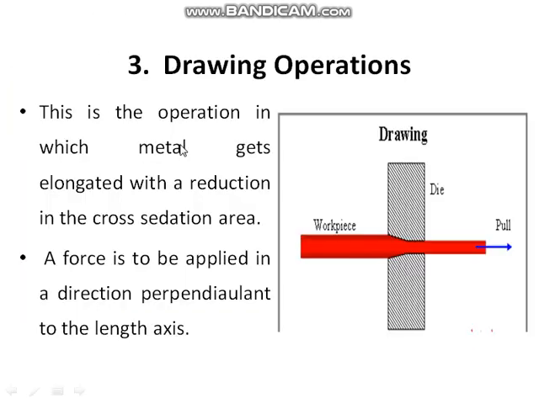Drawing operation. This is the operation in which metal gets elongated with a reduction in cross-sectional area. A force is applied in a direction perpendicular to the length axis. In the diagram, we can see a die and a workpiece, with pressure applied perpendicular to the axis. See this: the diameter of the workpiece is larger, and with the pulling operation, the diameter of the workpiece is reduced.